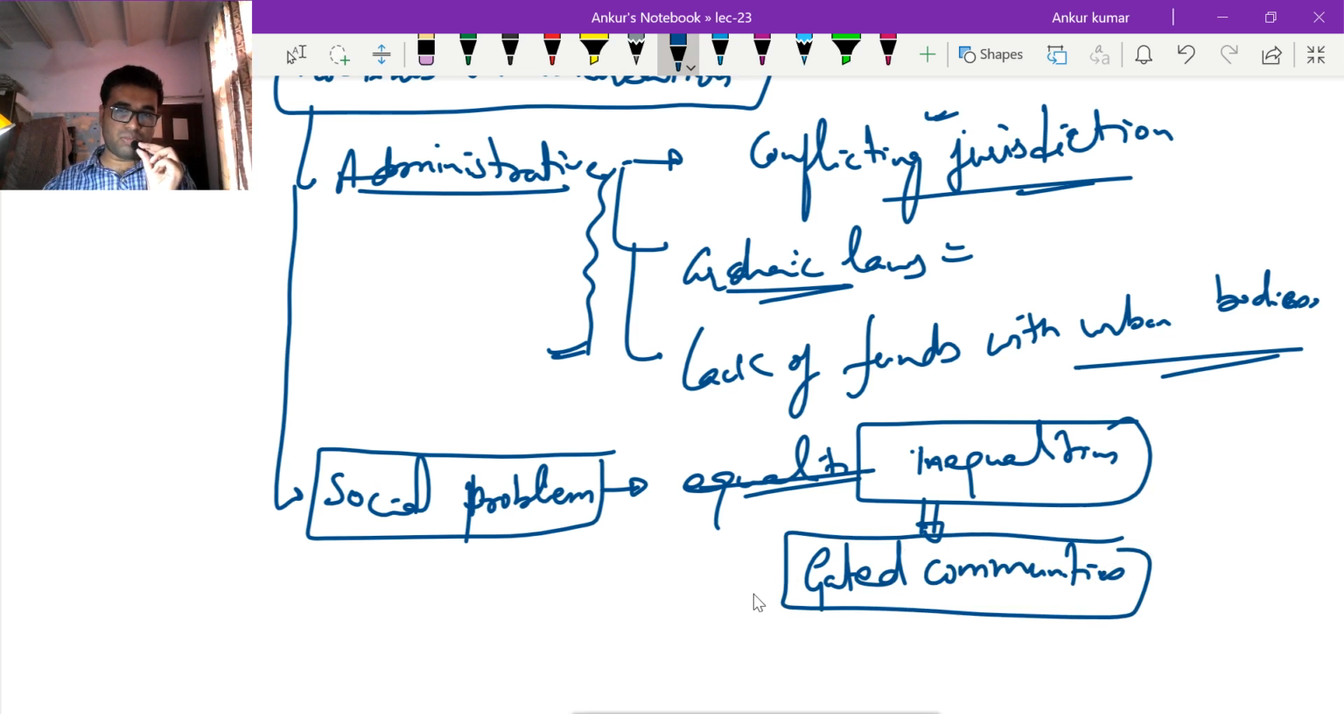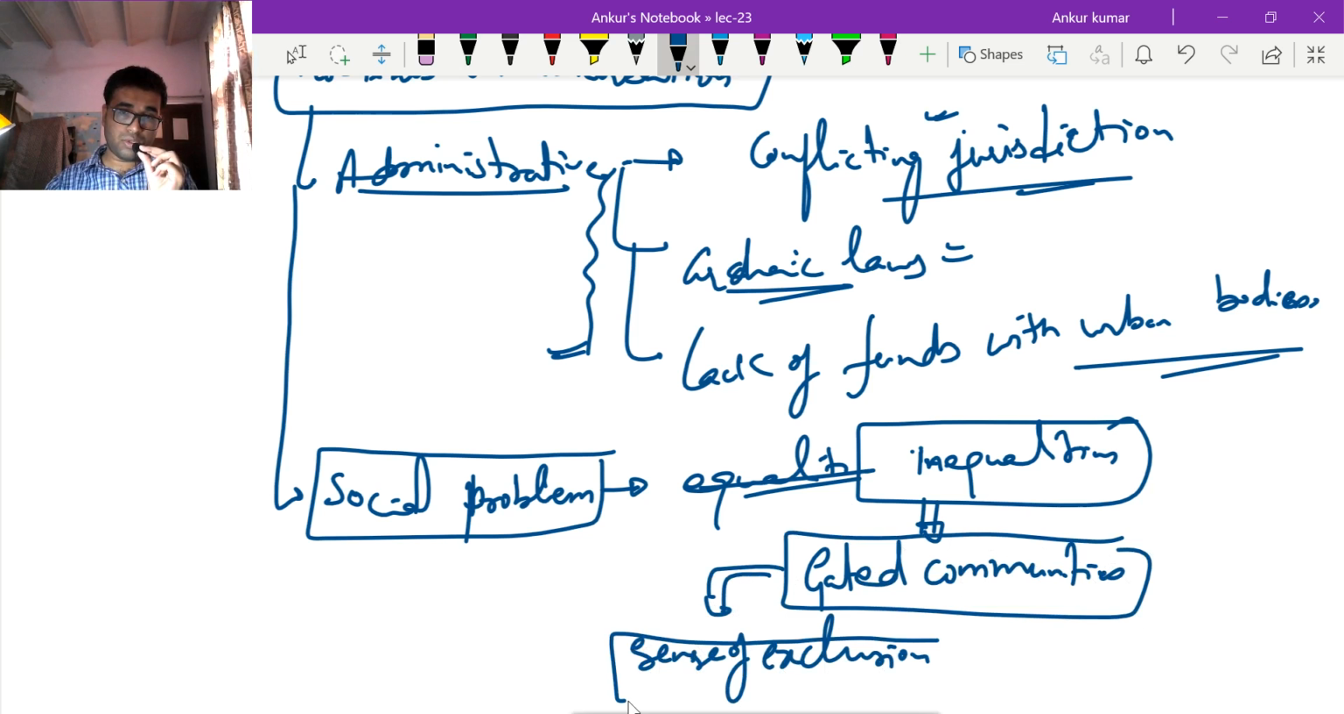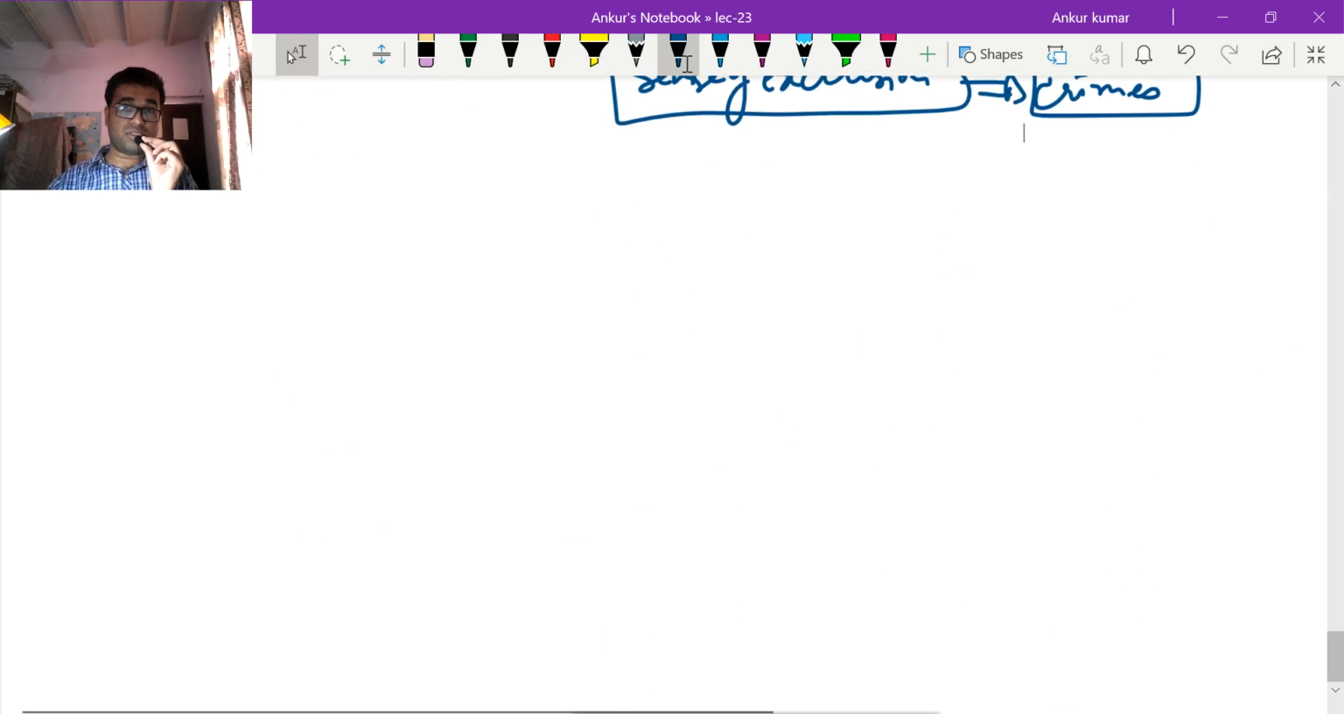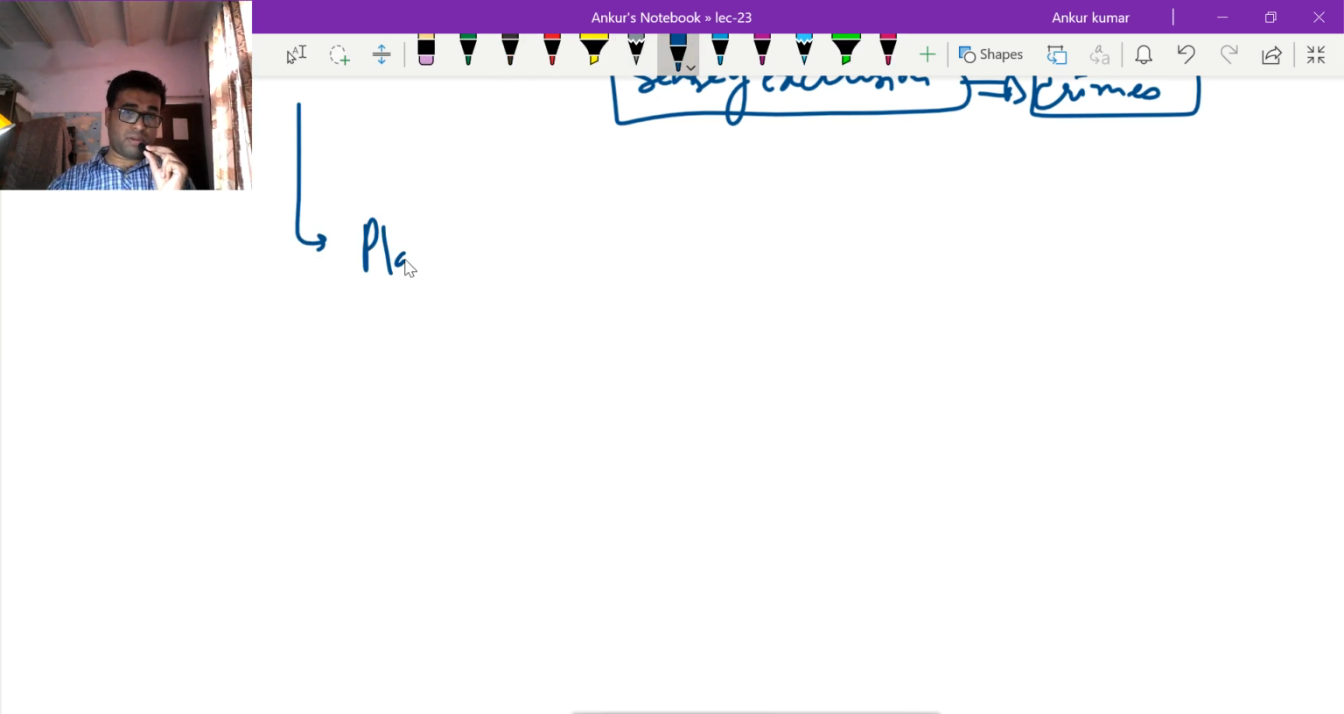And these inequalities and gated communities create a sense of exclusion, and this sense of exclusion becomes the main reason for crimes. So this is another problem, the social problem. And another problem that can be mentioned is the planning problem.